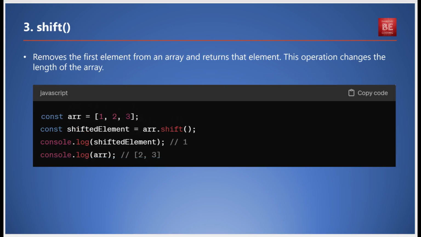Next up is the shift method. This method removes the first element from an array and returns that element. This operation changes the length of the array. For example, if you have an array with elements 1, 2, 3, and you use the shift method, it will return 1, and the array will become 2, 3.